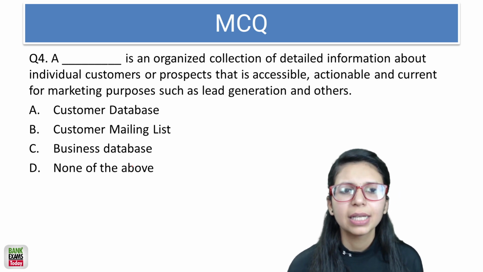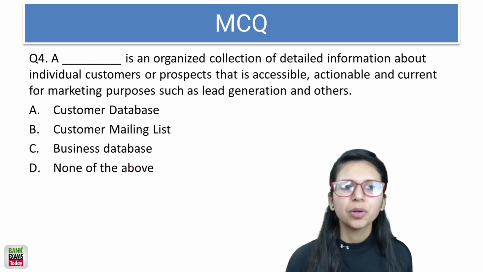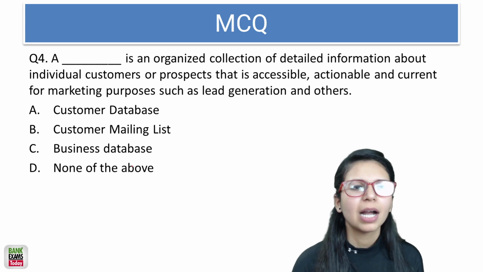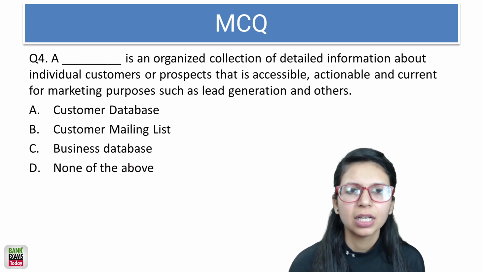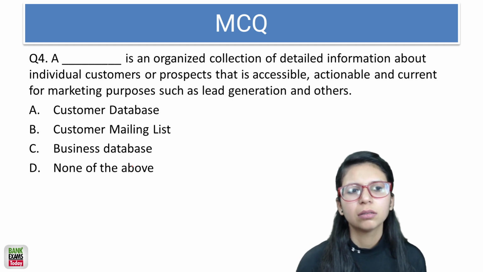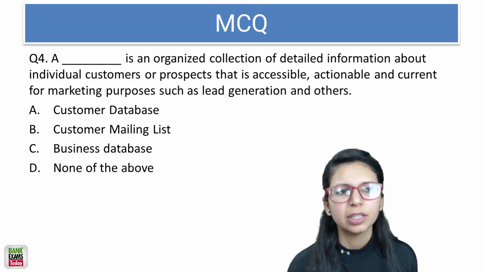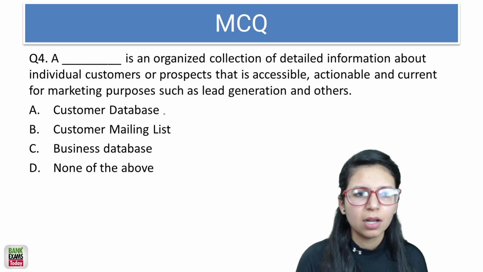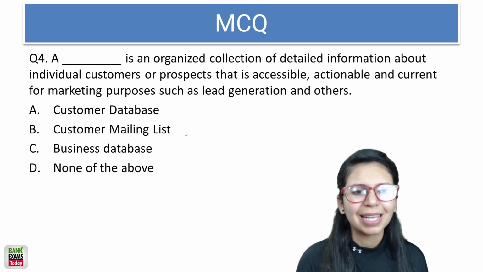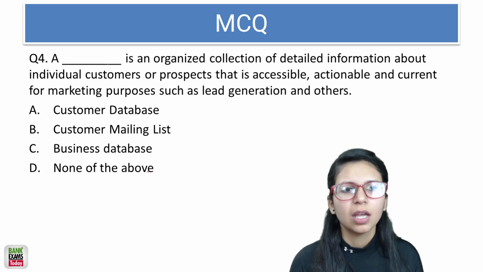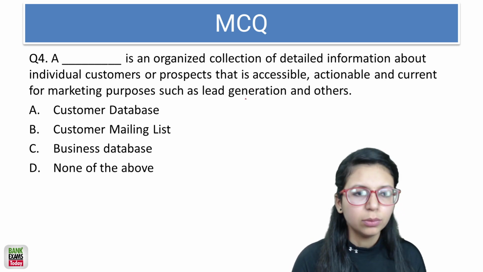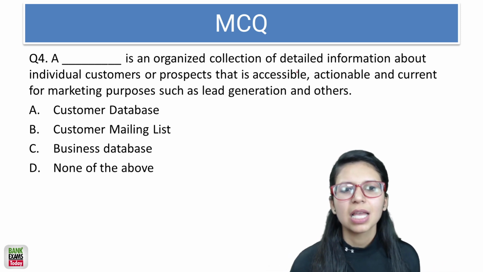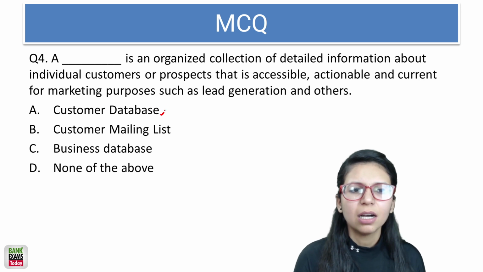A dash is an organized collection of detailed information about individual customers or prospects that is accessible, actionable, and current for marketing purposes such as lead generation and others. Now, what is the answer to this? Let's see. Database, customer database, customer mailing list, business database, and none of the above. Now I'll tell you, whatever detailed information we have about the customers, this is basically a customer database.